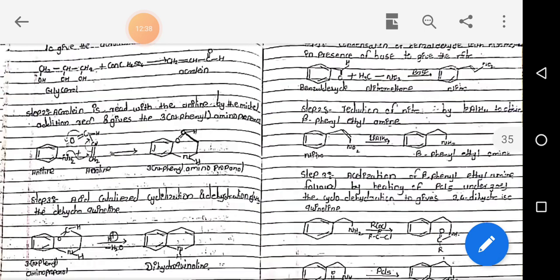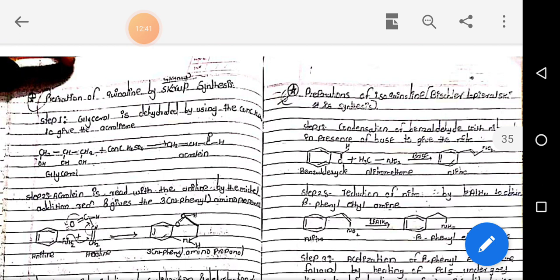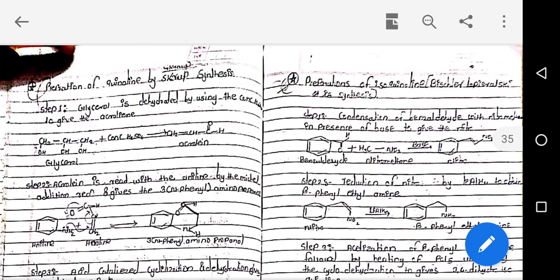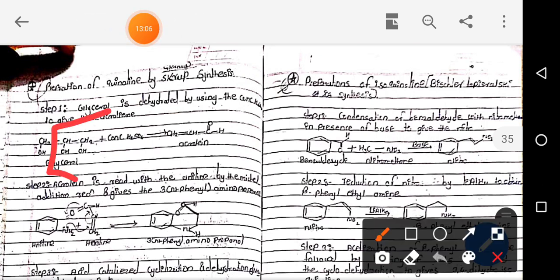The important step is the first step. In the first step we react the benzaldehyde. Here is the benzaldehyde. To memorize this, you have to practice many times. Firstly, you have to remember the starting material. The starting material is the benzaldehyde.